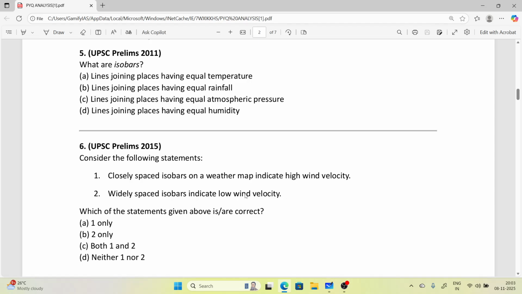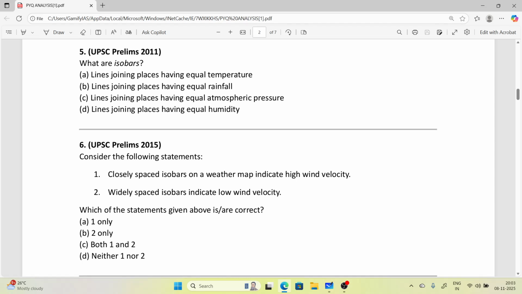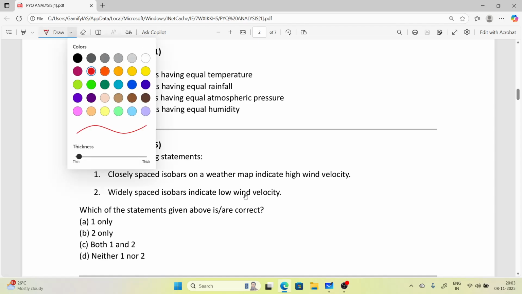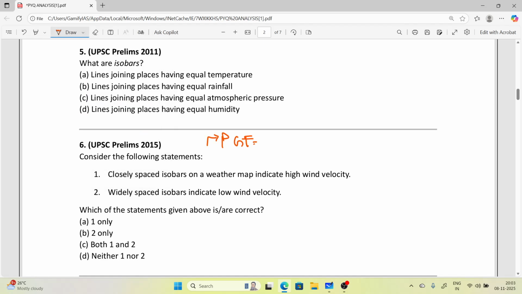Consider the following statements. Closely spaced isobars on a weather map indicate high wind velocity. Widely spaced isobars indicate low wind velocity. Haven't we discussed it so far? Isobars are contour lines of air pressure, joining places of similar air pressure. What is the concept of this question, guys? The concept is PGF, pressure gradient force. Pressure gradient means the difference in pressure between two places. If this difference in pressure is greater, the isobars would be closer.